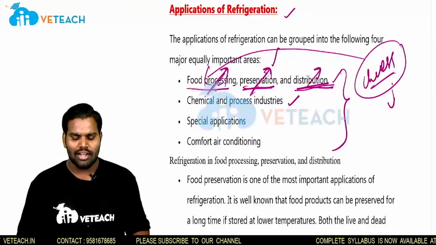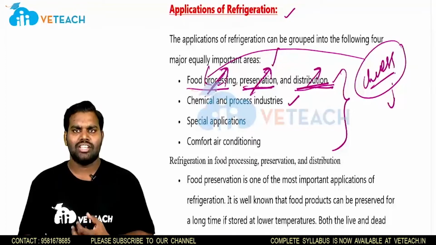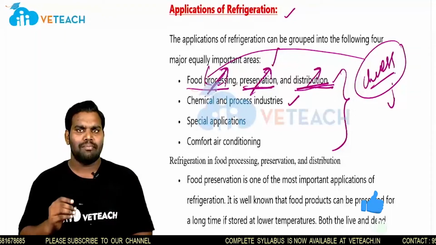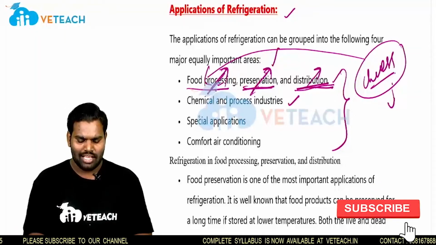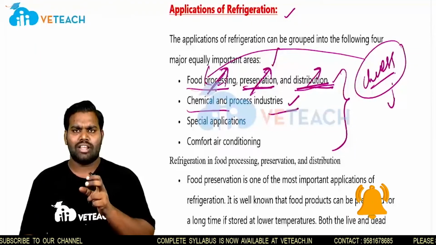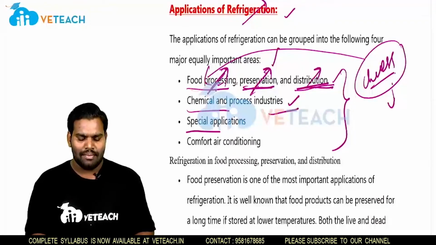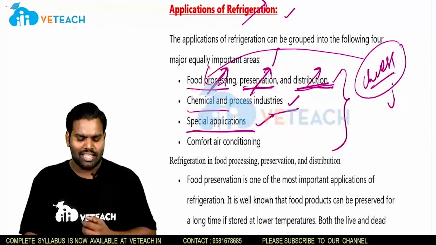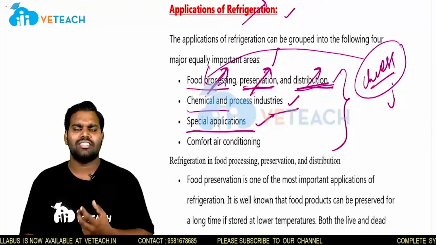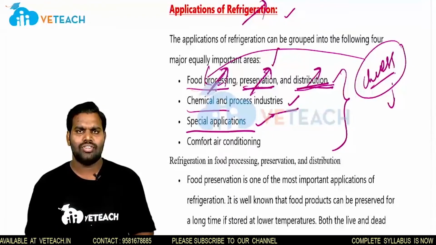Coming to chemical and process industries. If we have chemical industries, then for maintaining human comfort we provide some air conditioning system. In the chemical and process industries, we definitely maintain a certain low temperature. That's the reason we go for refrigeration in those areas. Coming to special applications, these are considered as restaurants as well as some function halls. Likewise, we have several applications based on this refrigeration system.